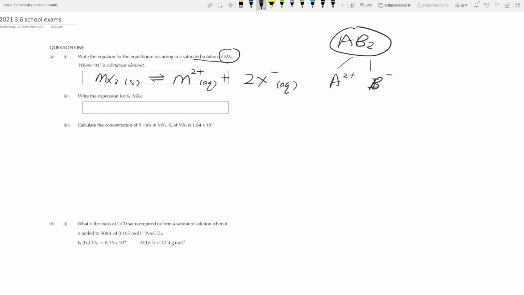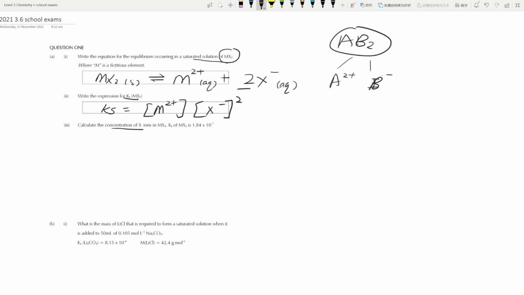Okay, now write the expression for Ks. So Ks is even easier. Ks is just the concentration of M2+ multiplied by the concentration of X- to the power of 2. So remember, the coefficient becomes a power. Most of the year 12s already know this, so year 13 you should really not be struggling in this particular section.